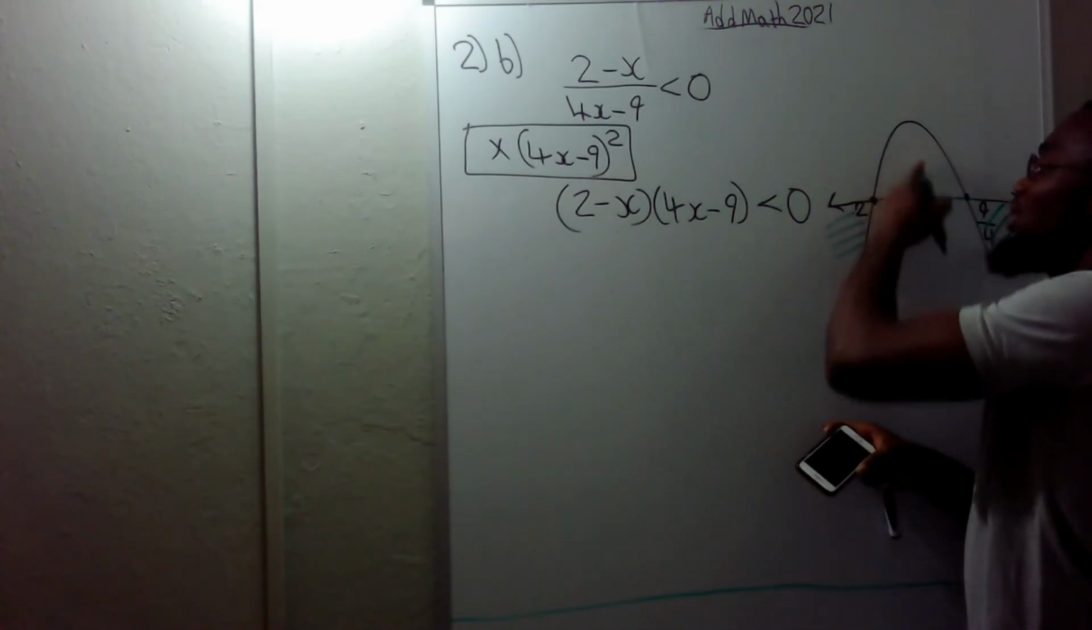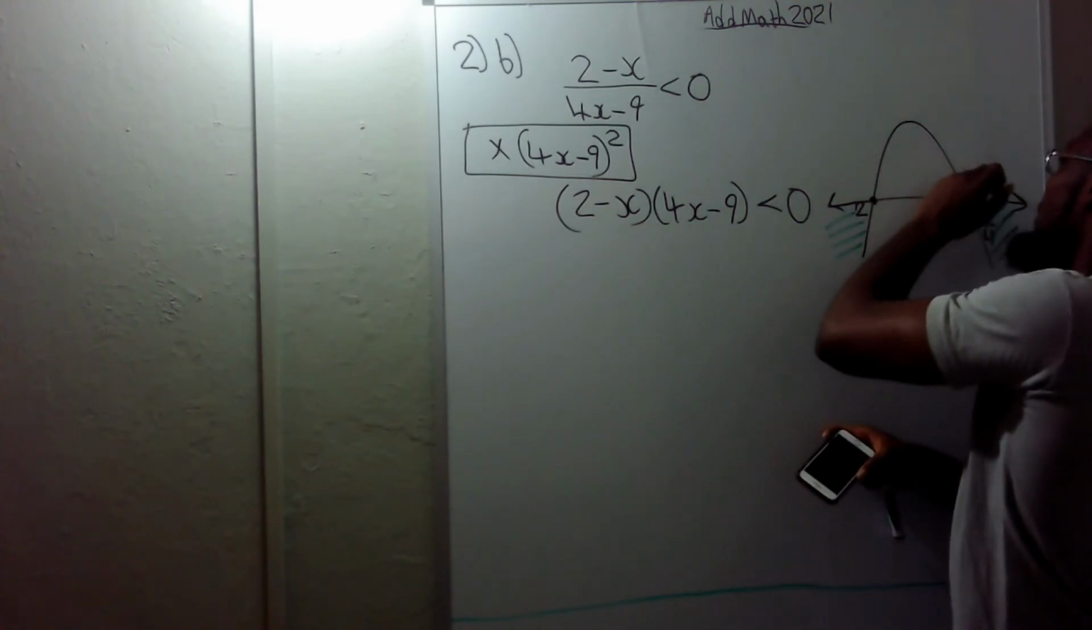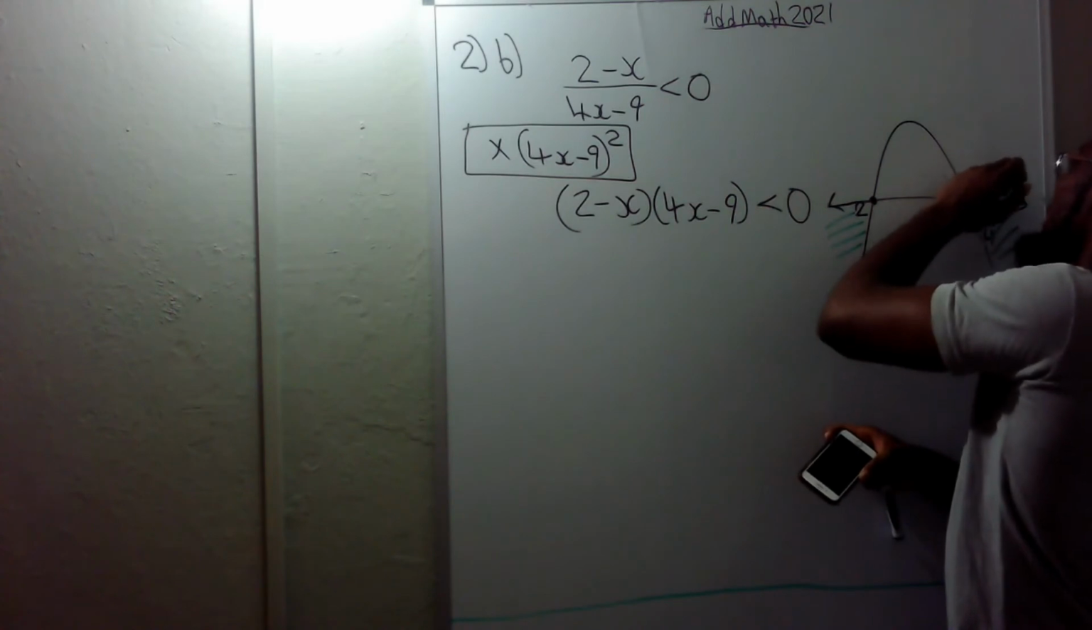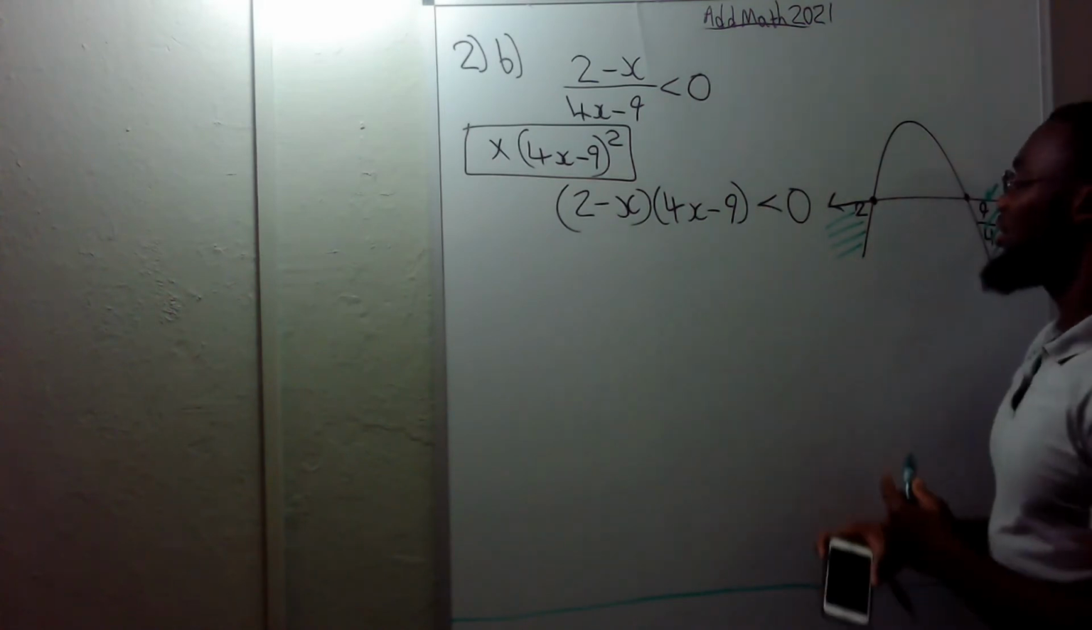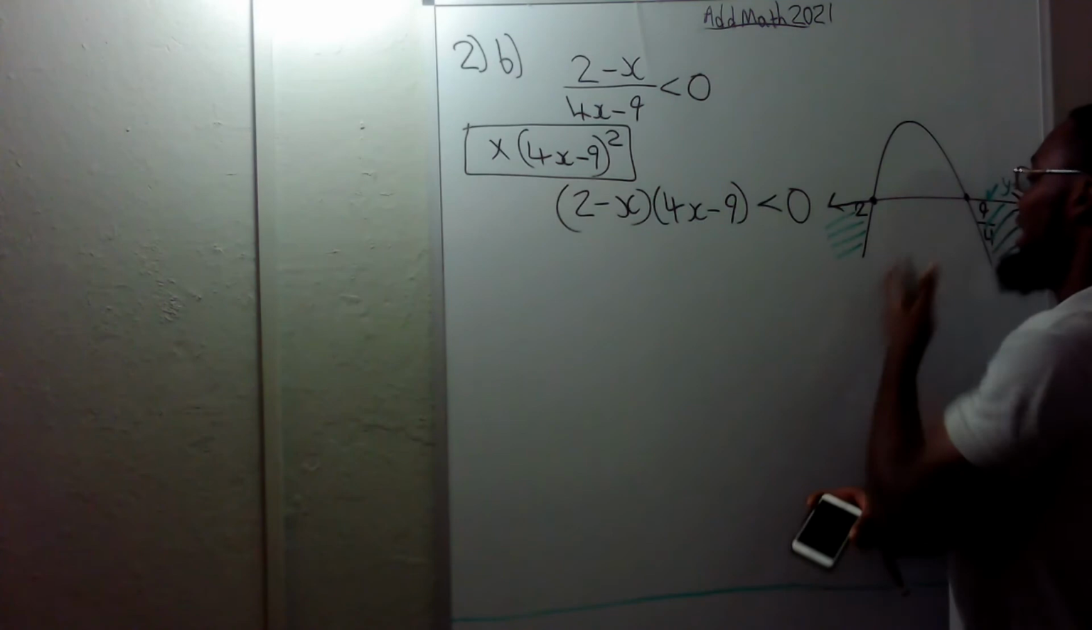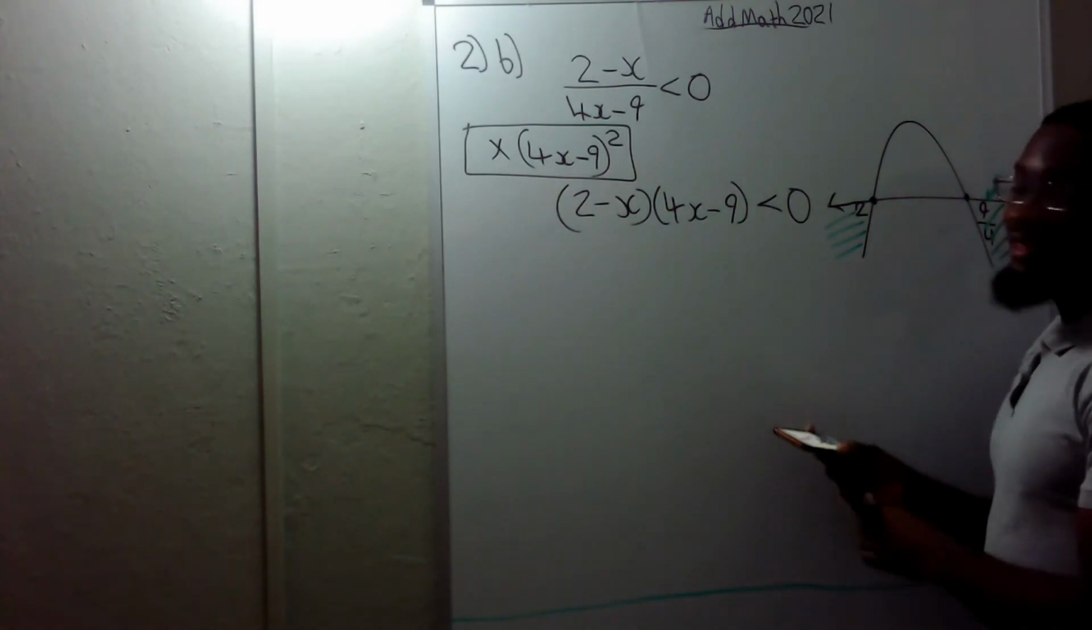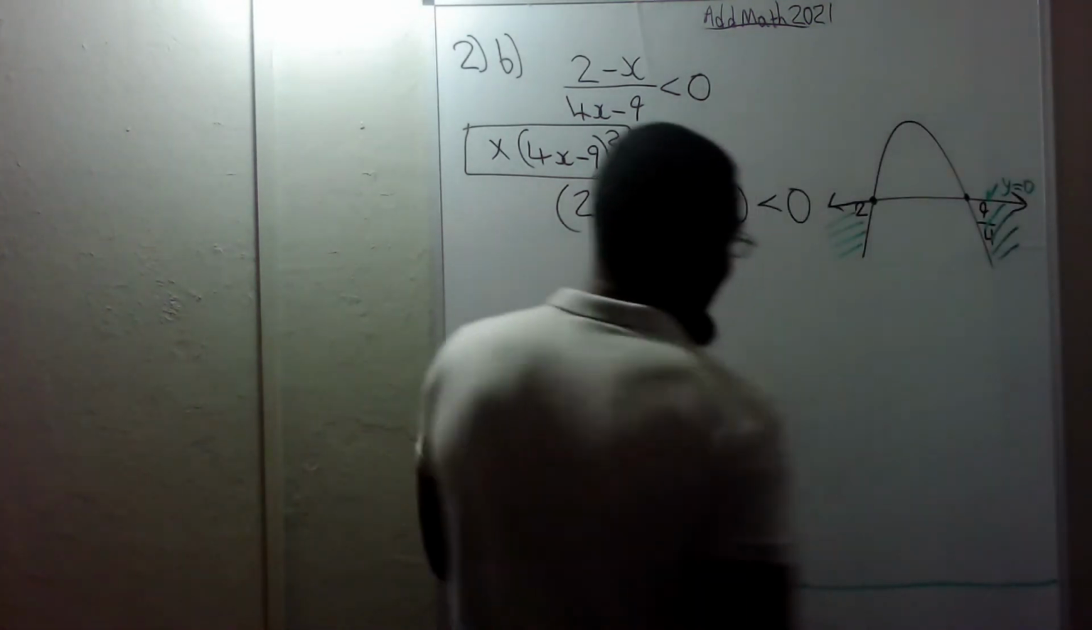In between here, the function is bigger than 0. This is the line y equals 0. So down here is where it's less than 0. So it is less than 0 when? So this is the answer now, guys.